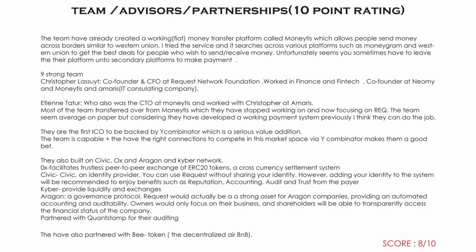Let's get into the team. What is their team like? Okay, they have 9 people on the team. There's Christopher Lassute, Etienne Tatour, and a few other people. Now, if you just go on LinkedIn and look at the profiles of these people, it doesn't seem that impressive. It seems like a nice average profile. Most of the team worked at a company called Monetis.